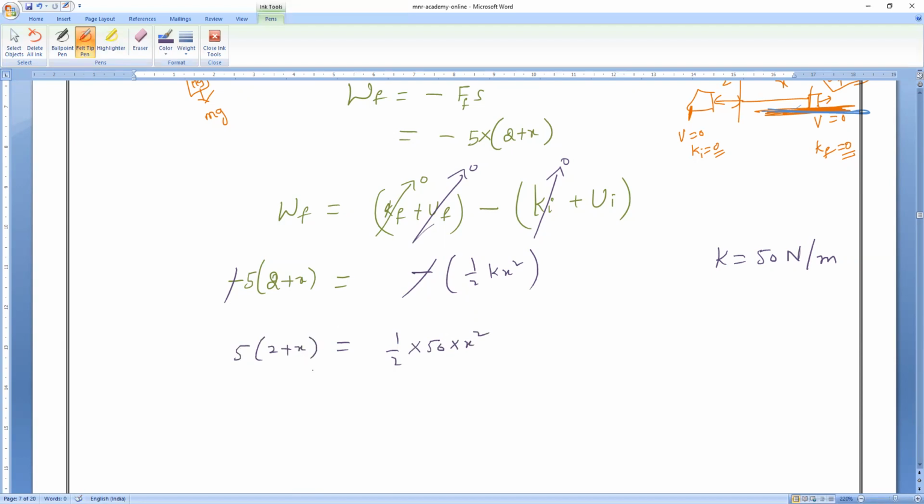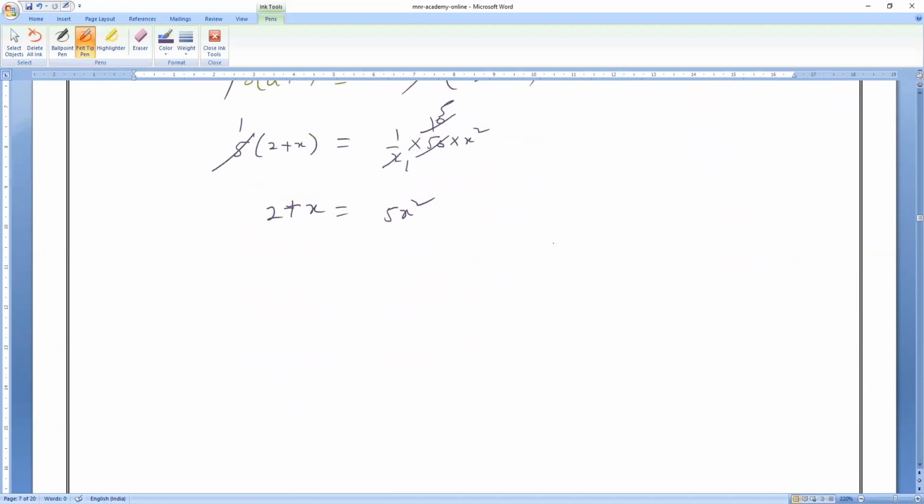Now, everybody observe very carefully. It can get cancelled. 5 ones are 5, 5 tens are 2 ones are 2 fives. So 2 plus x is equal to 5x square. Will you all agree with me, everybody? Yes. So the quadratic equation is 5x square minus x minus 2 is equal to 0.